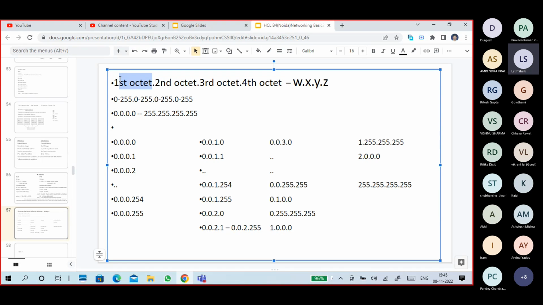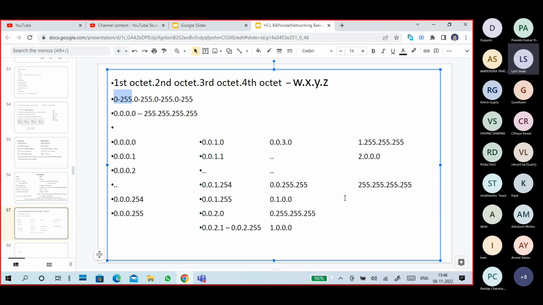This is IPv4. The first part we call the first octet, then the second octet, third octet, fourth octet. W.X.Y.Z. Some people make it easier: the W part, X part, Y part, Z part. Or I can say first octet, second octet, third octet, and fourth octet. Each octet size is 0 to 255, not more than 255.